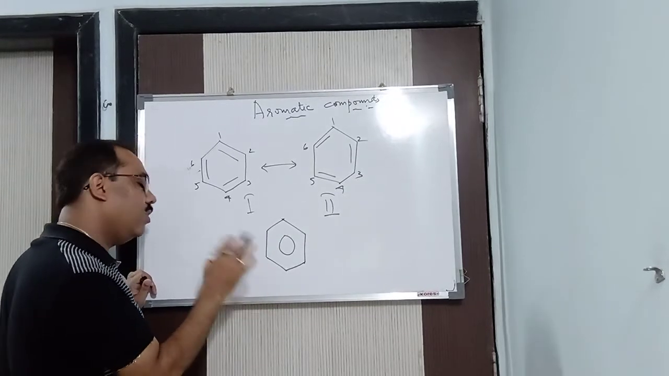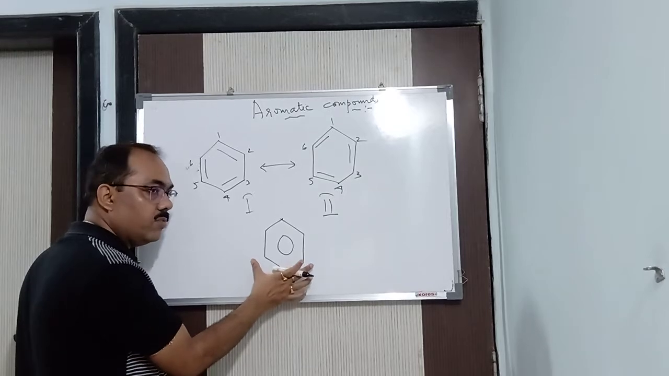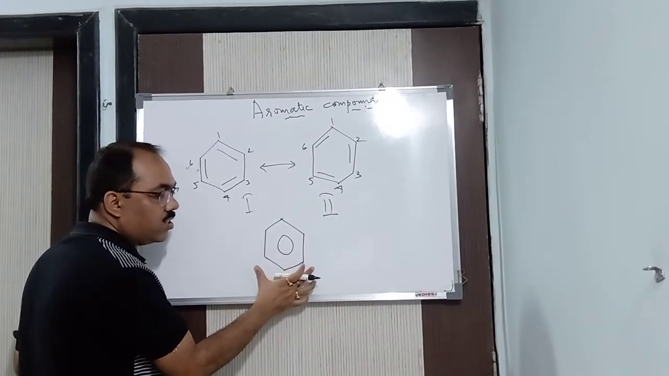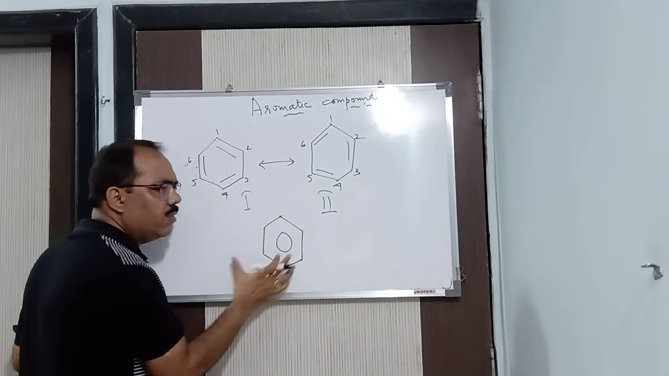How do we come to the ring? All these things I said to you, have patience. When I teach you the hydrocarbons chapter, you will come to know how we got this particular ring. Alright, clear, I will tell you. So this structure is known as the resonance structure of benzene. It gives us all the information about the benzene ring.